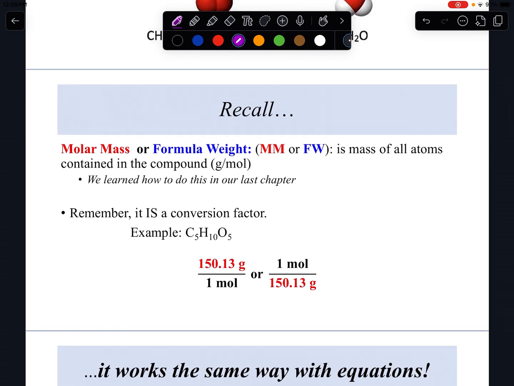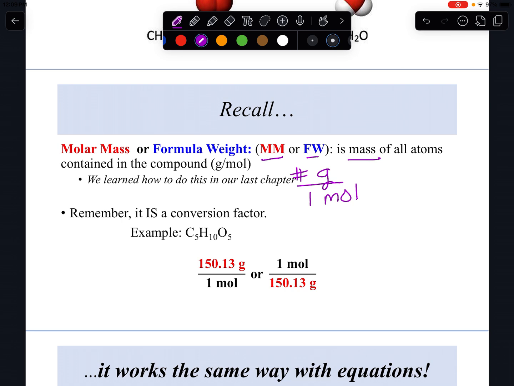Okay? Now, a couple things that you have to know to be able to do this is you have to be able to use molar mass or formula weight, and we did learn this in the last chapter. You'll see molar mass is MM or formula weight is FW, means the same thing, and this is the mass of all the atoms in a compound. Now, big thing students forget is the unit for this is grams per 1 mole, so whatever the mass is, the number of grams per 1 mole.